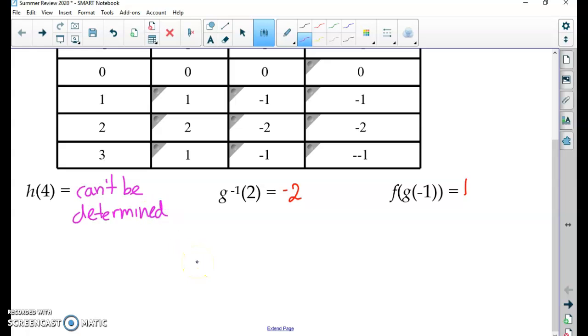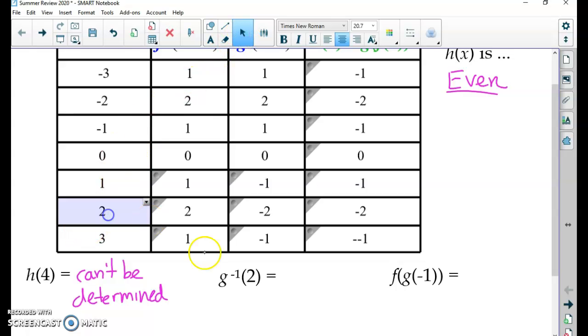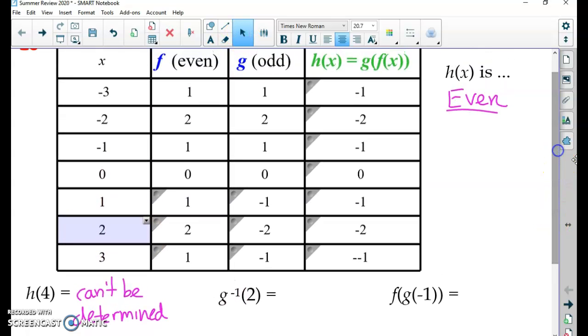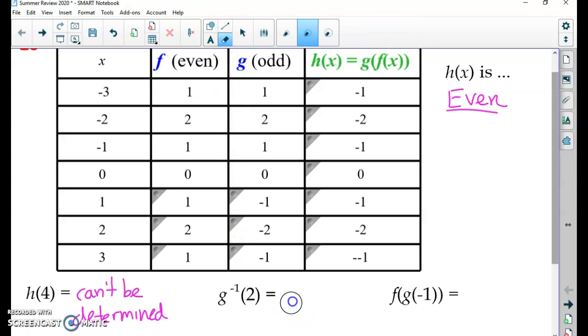It looks like I already filled in the other two answers here, but let's see how I got there. G inverse of 2: I don't really want to look over here in my x column for 2, because we're talking about the inverse function. So I need to start in my G column and see where the answer was the 2. If I go back to my G column, the answer is 2 right here, and what got me there was -2. So G inverse of 2 will be -2. Let me change that here.